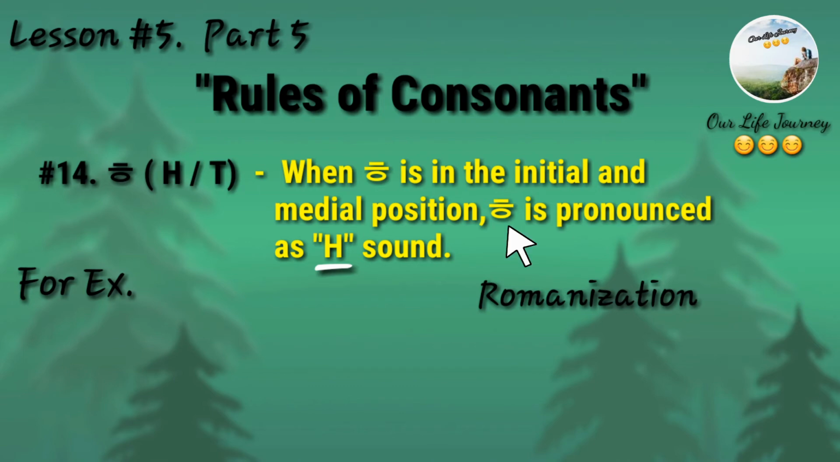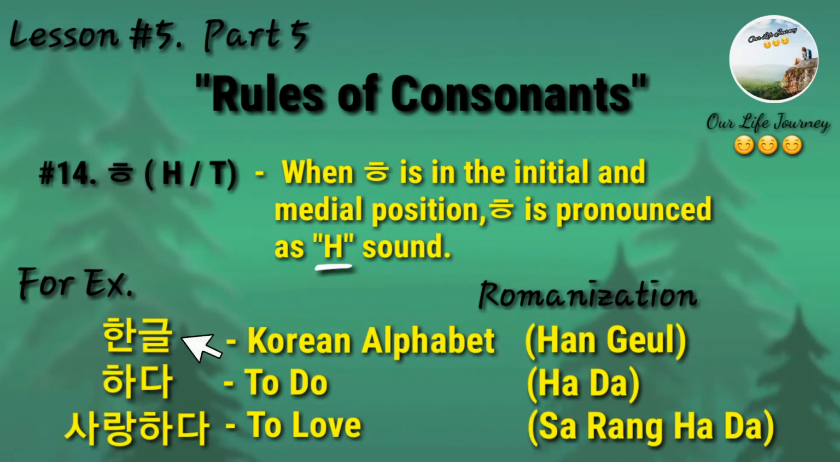Okay po? For example, Hangeul. Hangeul. Ibig sabihin po is Korean alphabet, then romanization is Hangeul. Okay po? Another example is hada. Hada. Ibig sabihin is to do, then romanization, hada. Then last example naman po is saranghada. Saranghada. Ibig sabihin is to love, then romanization is saranghada.